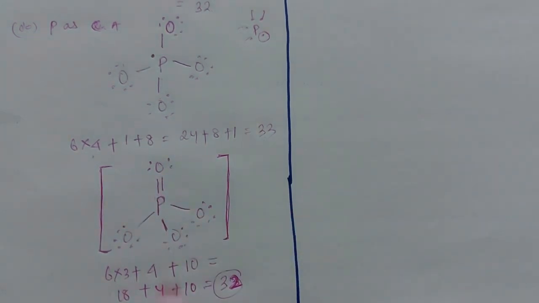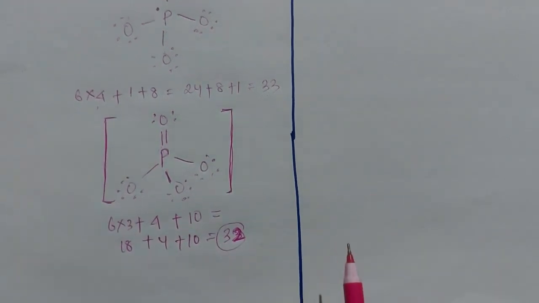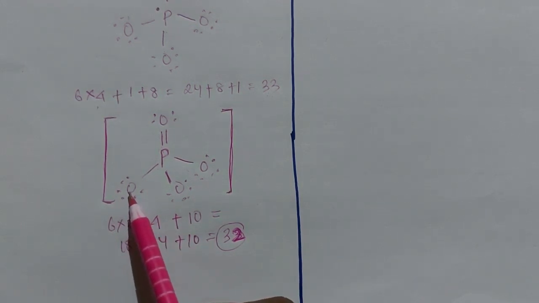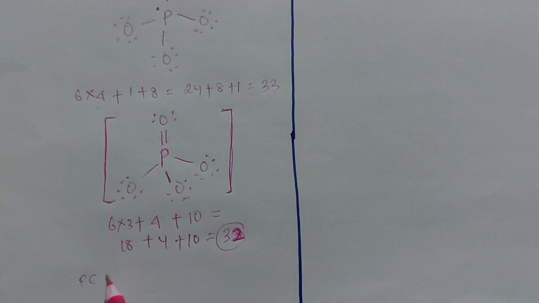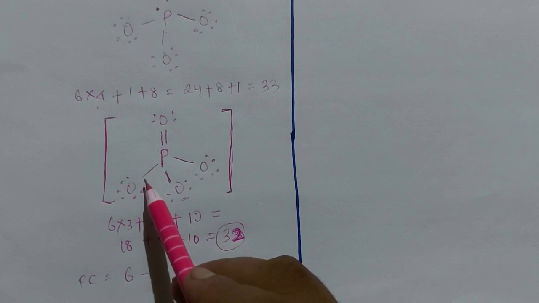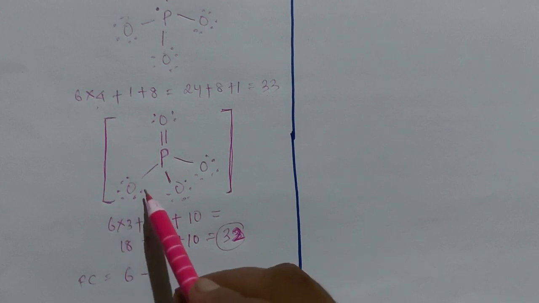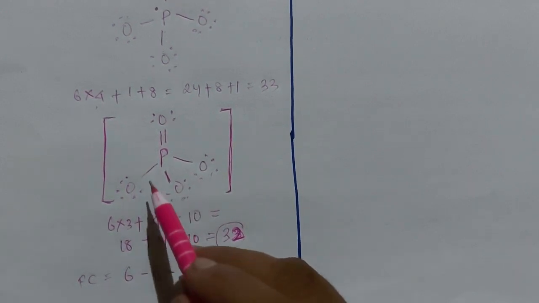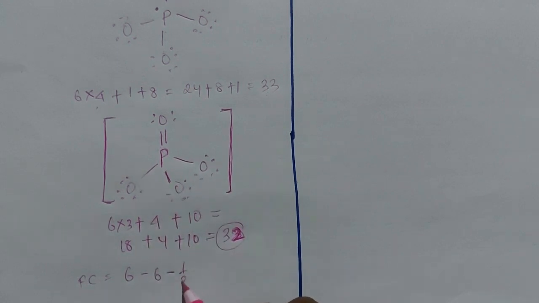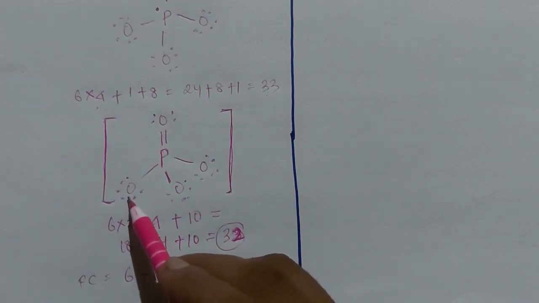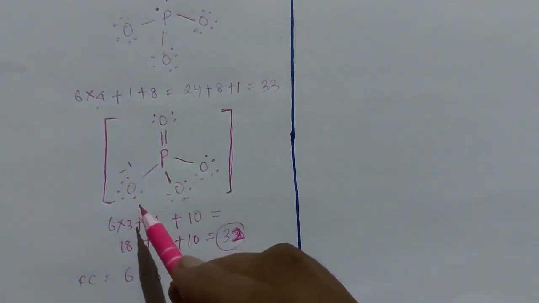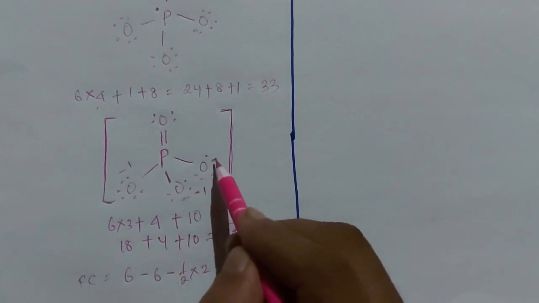Now we will go for the formal charge calculation. In a previous video I discussed how to calculate the formal charge. For this oxygen, the formal charge is equal to the total valence electrons of oxygen, that is 6, minus the number of non-bonded electrons, which is 6, minus half of the bonded electrons. Bonded electrons is 2, so half of 2, that is equal to minus 1. So this oxygen contains minus 1 charge. Like this, this oxygen also contains minus 1, and this oxygen contains minus 1.